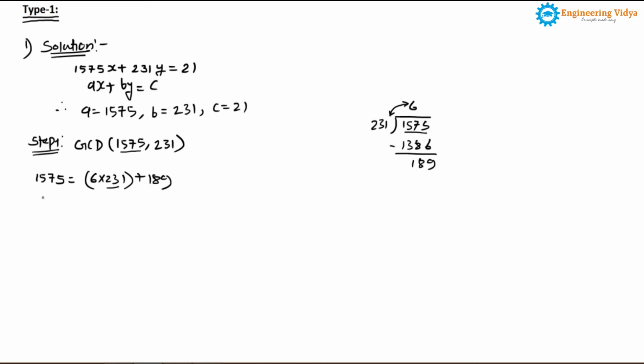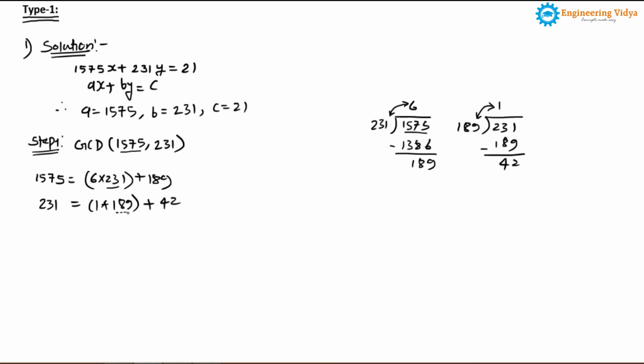Now I'll take 231 over here. 231 will be divided by 189. It goes one time only. 231 minus 189 is 42. So 231 can be written as 1 into 189 plus 42.